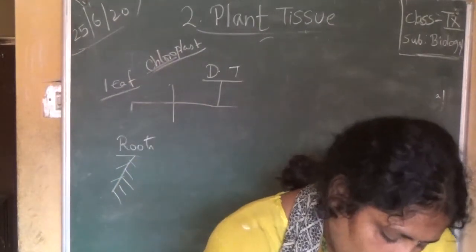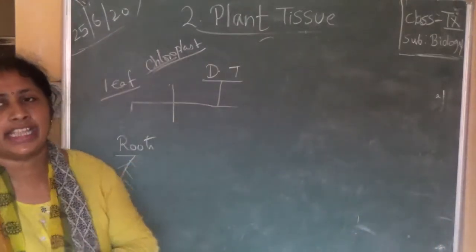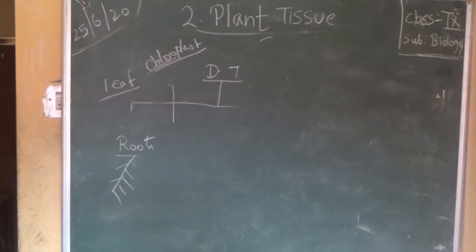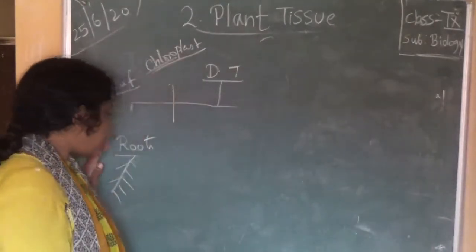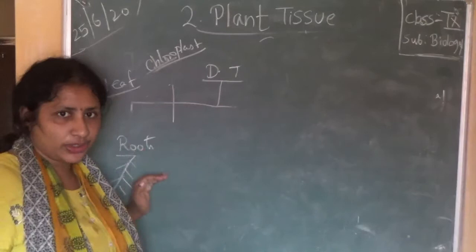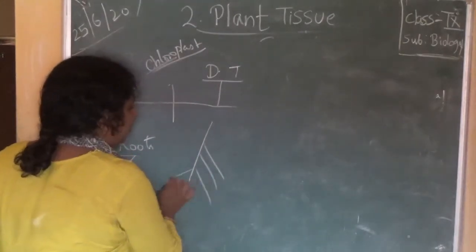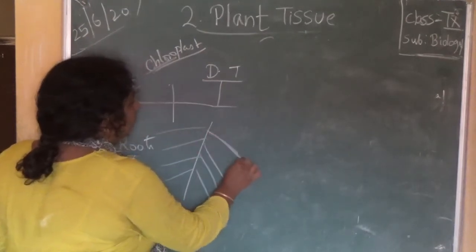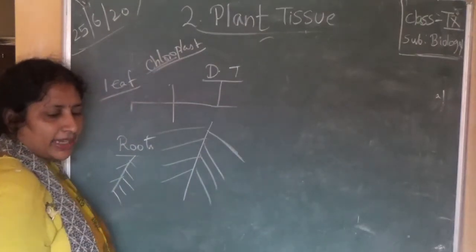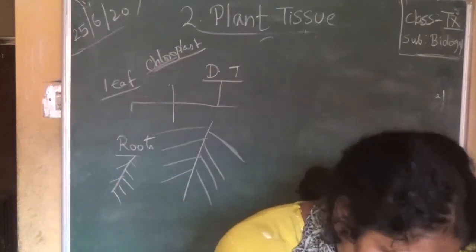Cells of roots also have long hair like parts called root hairs. So that means dermal tissue is present in roots. If you see, roots also have root hairs. These root hairs are nothing but dermal tissue. It is a part of the dermal tissue. Okay, clear?